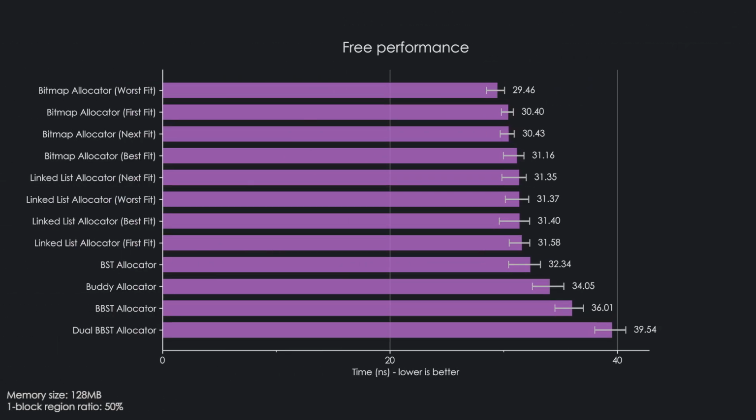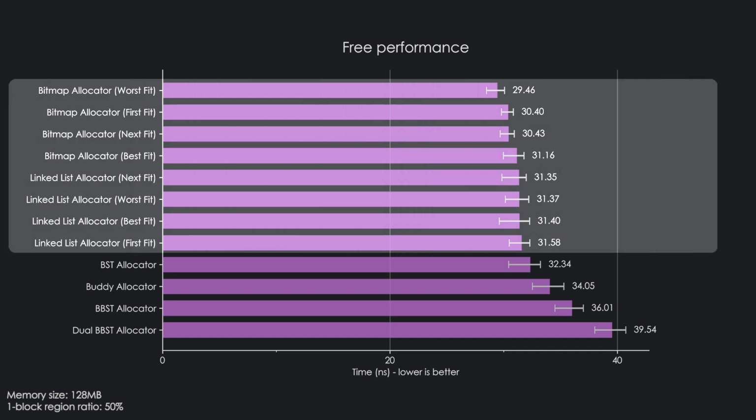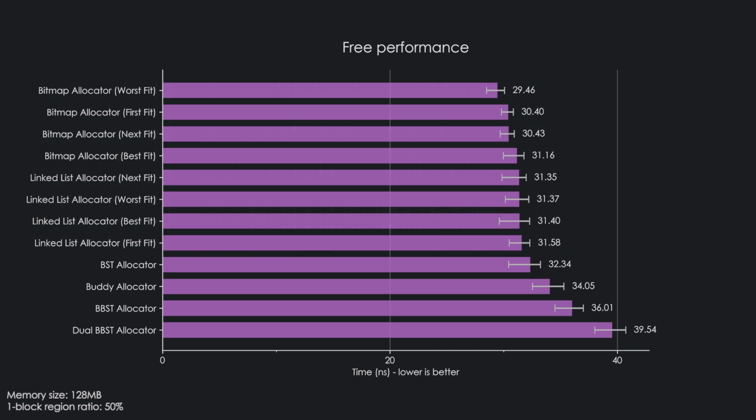But what about the performance of the free method? Here we see a lot less variation between the different implementations. Both the linked list and bitmap allocators have a very similar performance. You could say that they are within margin of error. We shouldn't expect any difference between the different variants like first fit or next fit, since these strategies only apply to allocation. The implementation of free should be identical.